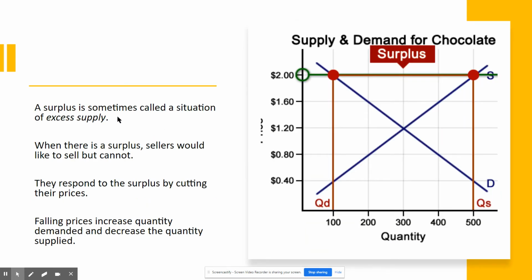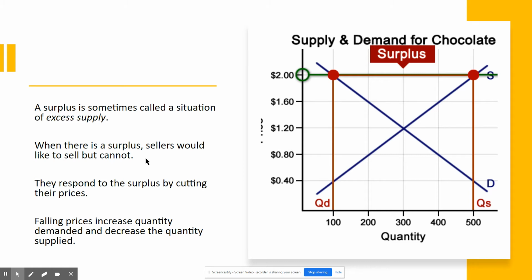So a surplus is sometimes called what we call an excess supply. When there is a surplus, sellers would like to sell, but they can't. And the reason they can't sell is not necessarily because demand is not there. It's because the price that they're currently selling it for is not where the demand is at. Remember, in order for demand to be participating in the market, you have to have willingness and ability.